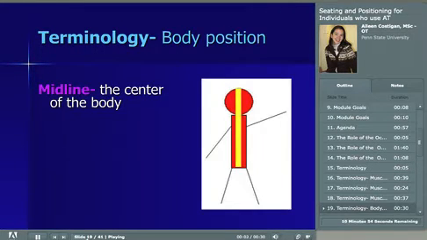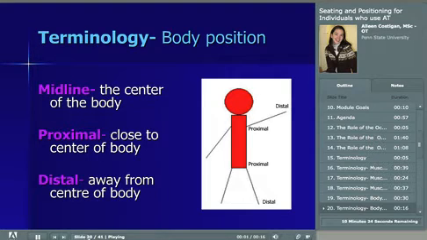The next set of terms relate to body position and will be frequently used to describe the seating and positioning of individuals who use assistive technology. The term midline refers to a line through the center of the body. Objects or body parts are said to be at or near midline if they are close to this line. For example, the head of this figure would be said to be at midline since it is aligned symmetrically on the neck and shoulders.